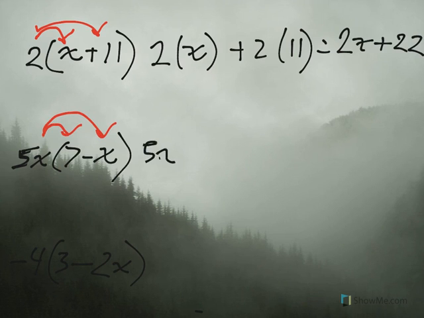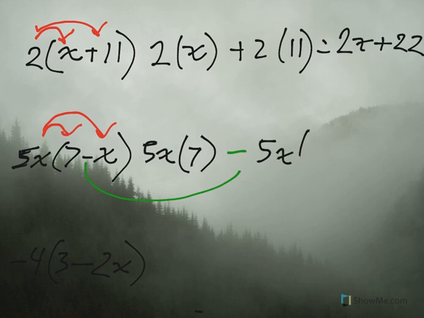So we have 5x times 7, right? We have that subtraction sign, which we put over here. Got it? And now we have 5x times x, right? I might just write this differently. We basically have 5x times 7 and 5x times negative x.